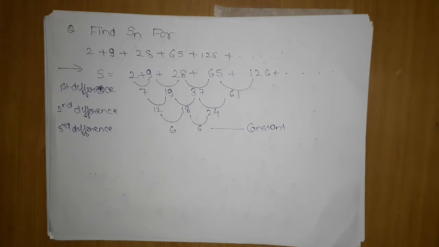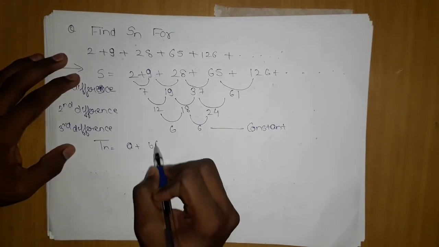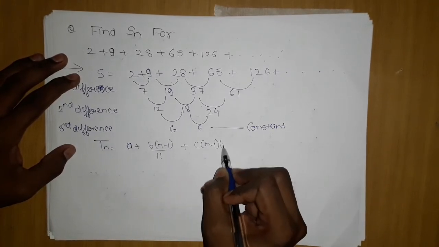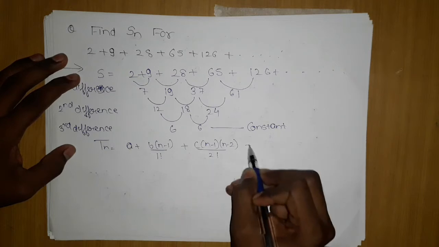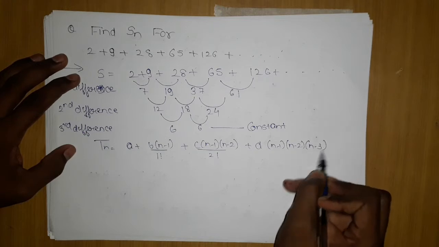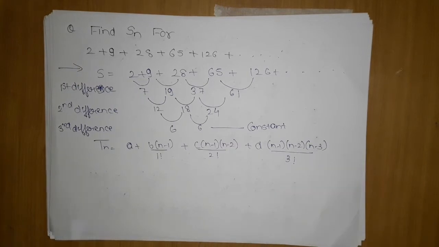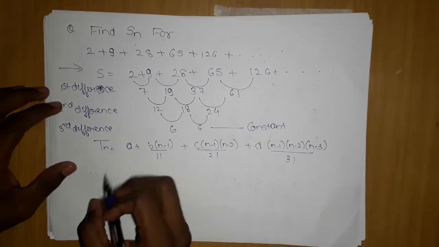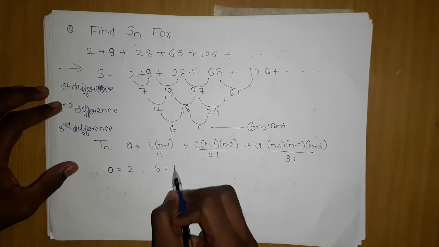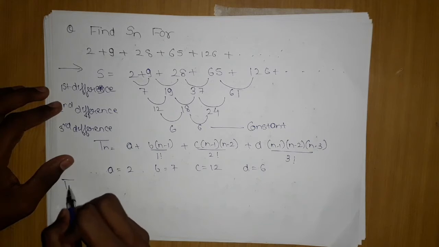After the third difference, now we will apply the Tn formula. The Tn formula is a + b(n-1)/1! + c(n-1)(n-2)/2! + d(n-1)(n-2)(n-3)/3!. Writing it is difficult, but you can understand how easy it will make your problem. So first write all the things which you want: a is 2, b is 7, c is 12, d is 6. Now just try to get the Tn.